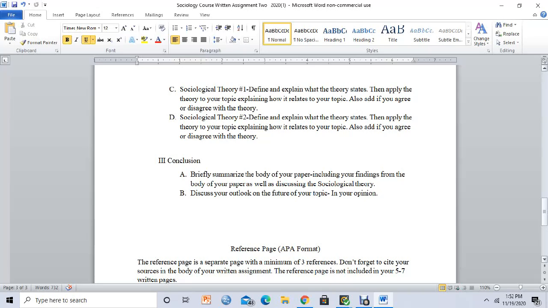The second paragraph is to discuss your outlook on the future of your topic, in your opinion. This is your opinion, according to how you feel about your topic. If you say, well, marriage and divorce, I think divorce would be avoided. I think marriage would be better. And I think this social problem should be addressed this way. We need more resources in place, any social phenomena, anything like that. This is your outlook of the future of your topic. You're going to put that in the second paragraph, but again, this is going to be based upon your opinion.